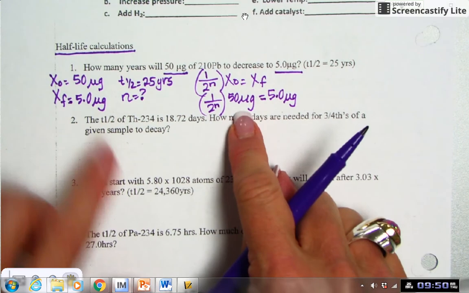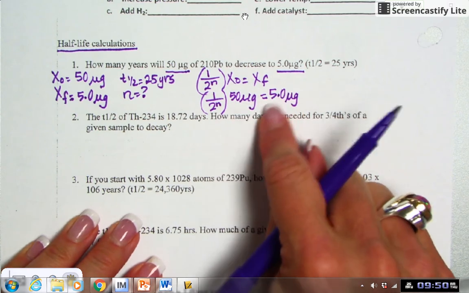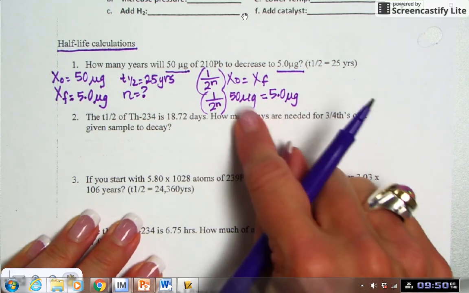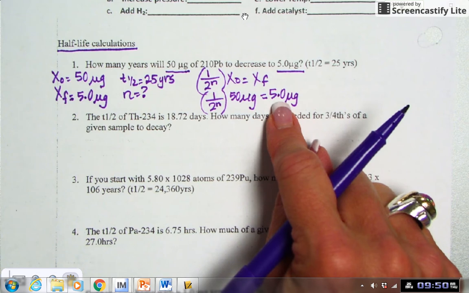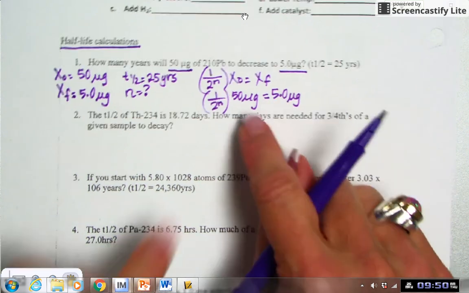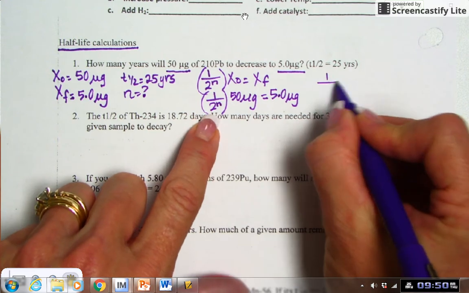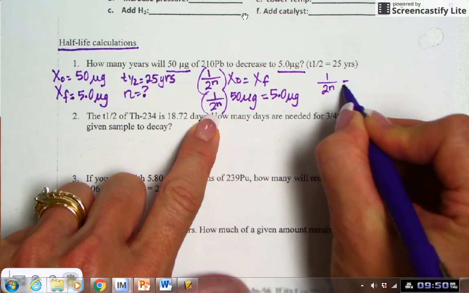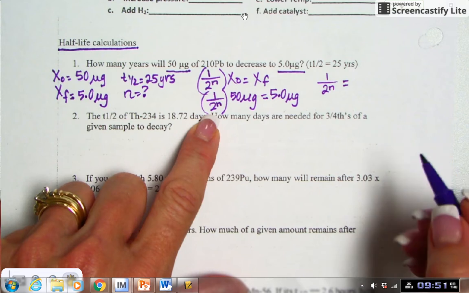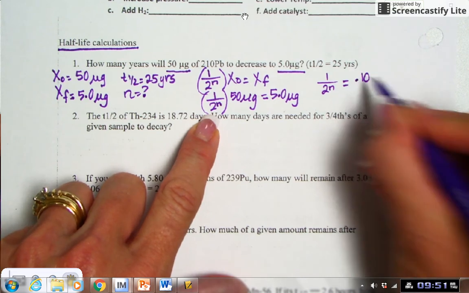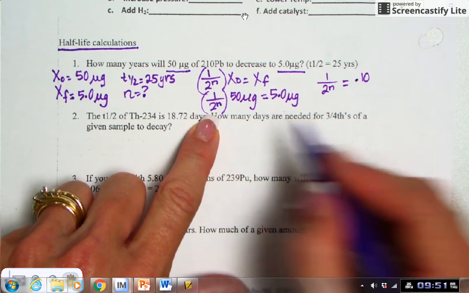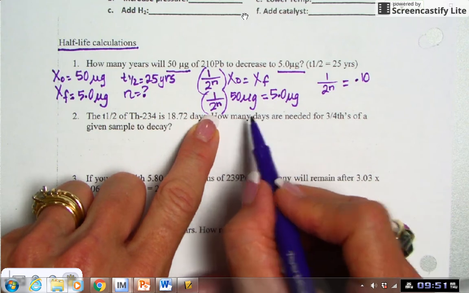Now we have to isolate our variables, so we're going to have to divide both sides by 50. And I don't have a lot of room here, so I'm just going to tell you what I'm doing. I'm dividing both sides by 50. If I divide both sides by 50, that's going to leave on this side 1 over 2 to the nth power is equal to 0.10. Again, I divided both sides by 50.